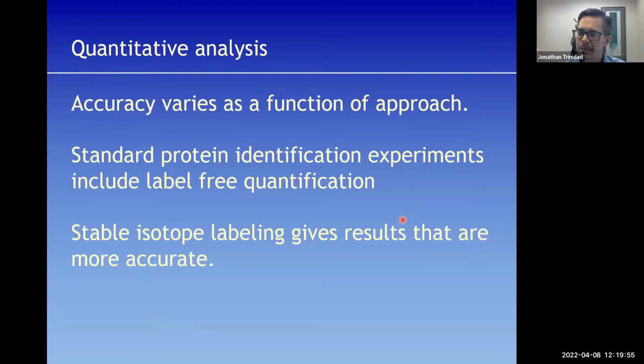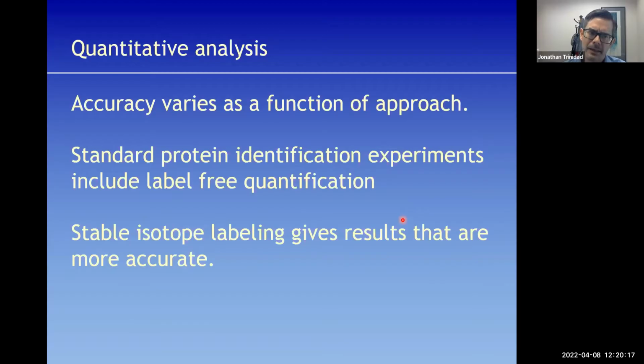Stable isotope labeling still has a lot of advantages. One of the original flavors was metabolic incorporation. Let's say you're growing cells in culture, you can of course control the media. You would put in isotopically labeled amino acid precursors. Those would get incorporated into proteins and you can quantify that way.